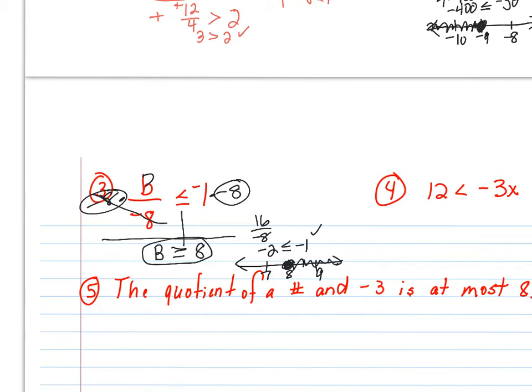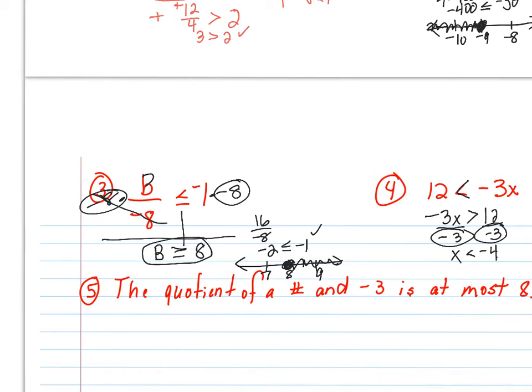Be careful on these. You can rewrite the problem if you want to. You could rewrite it as -3x. Make sure the symbol is facing the same way. It's greater than 12. We're going to divide both sides by -3. Ding, ding, ding. See how we divided both sides by negative? So we get x is less than -4.